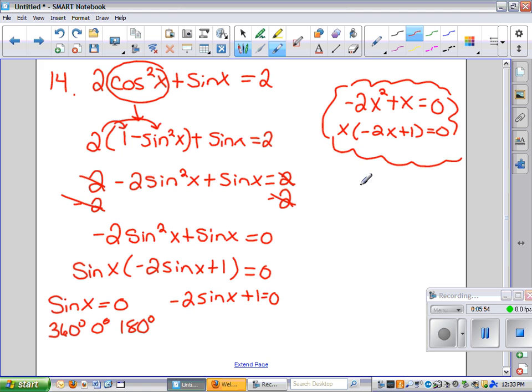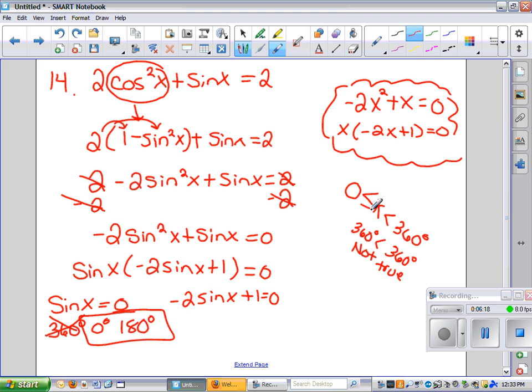Now go back to your domain. Your domain is on the front side. It says that x is greater than or equal to 0 and less than 360 degrees. So if you plug in 360 degrees, this is not true. So we don't use 360, we only use 0 and 180 because both of those fall between 0 and 360.